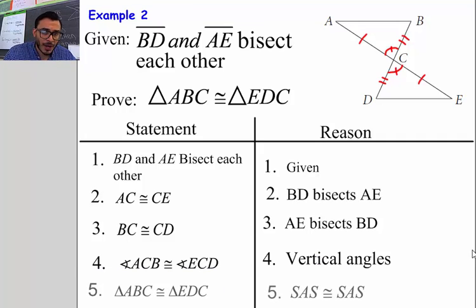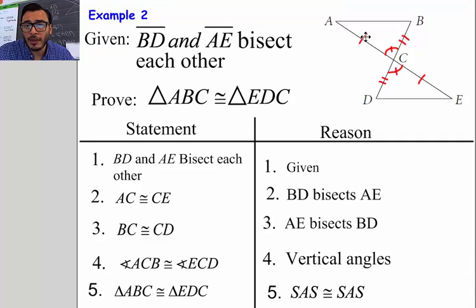So just to summarize, begin by labeling the given information, or if you have vertical angles, label the vertical angles, or if you have a reflexive property, label that. In this case, we had the vertical angles, so you label that, then you label the information that's given, or rather the information that you can conclude from the given. So we were able to say that AC is congruent to CE, BC is congruent to CD because of these lines bisecting each other, which essentially means they intersect at the midpoint of each other.